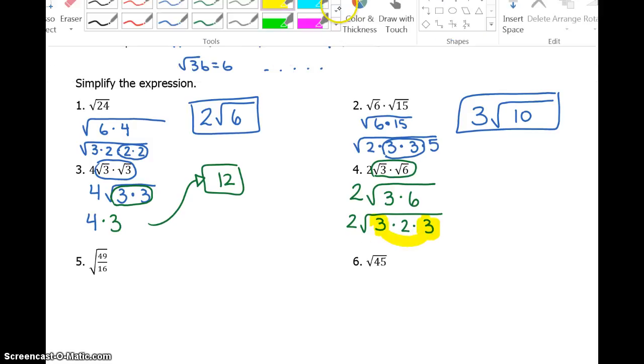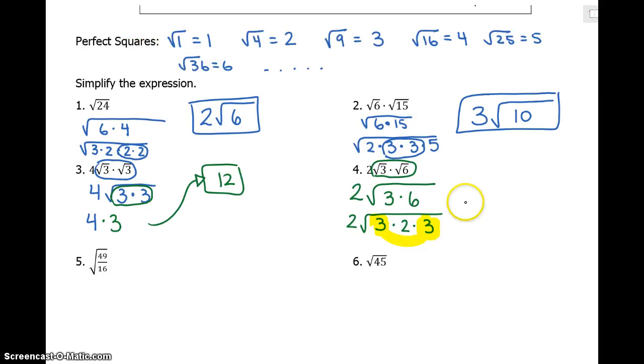Okay? So that means a 3 is going to come outside. So we already have a 2. That's this one right here. We are going to have a 3 come outside because of those two. And the other 2, this one has to stay inside because it doesn't have a pair for it to come out with. So we have 2 times 3 is 6, square root of 2.